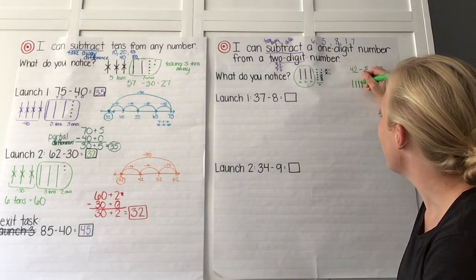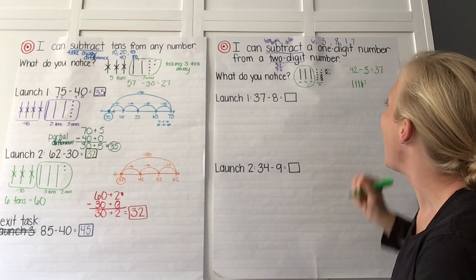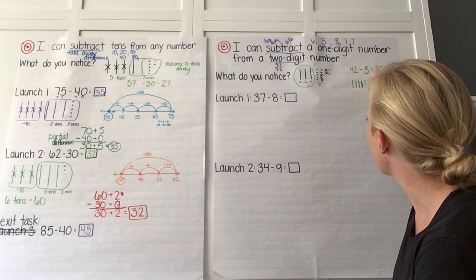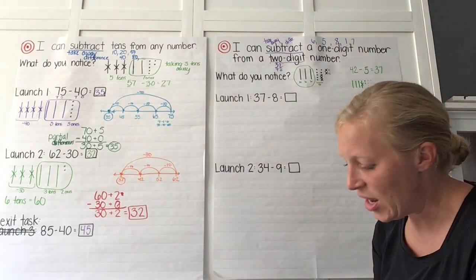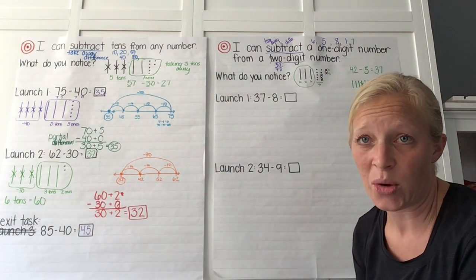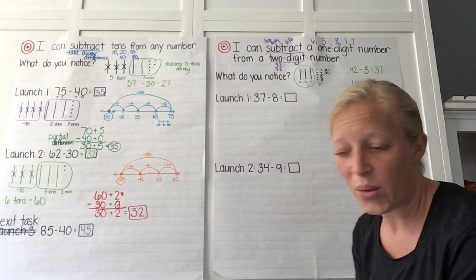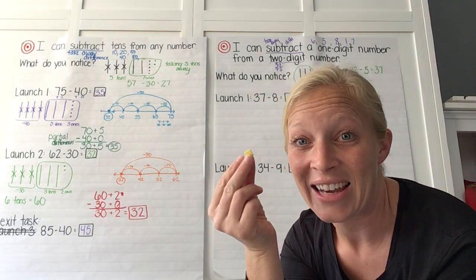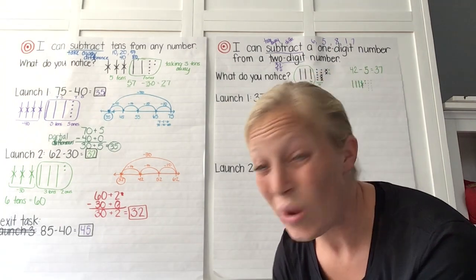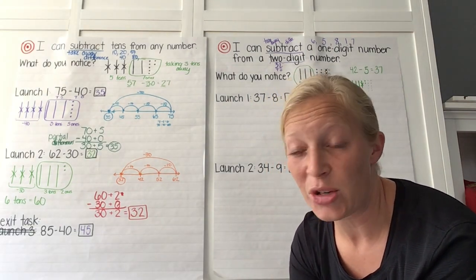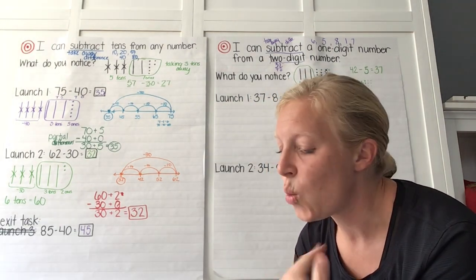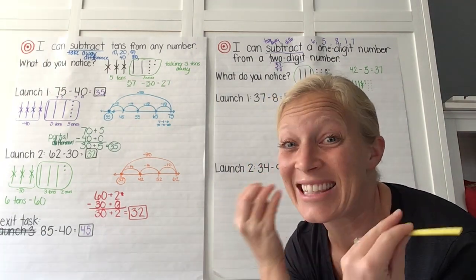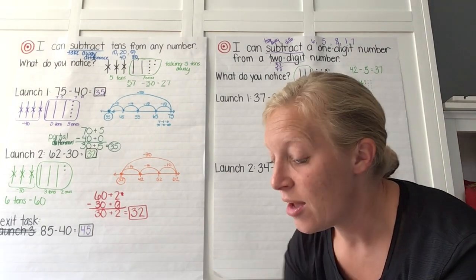I took away that 10 and I traded it for 10 ones. We know that with all of our work that we've been doing, don't we, second grade? We know that one of these is the same as 10 of these. So we can trade them out. Just like a dime can be traded out for 10 pennies, we can trade a stick of 10 for 10 ones, and it's still the same thing.